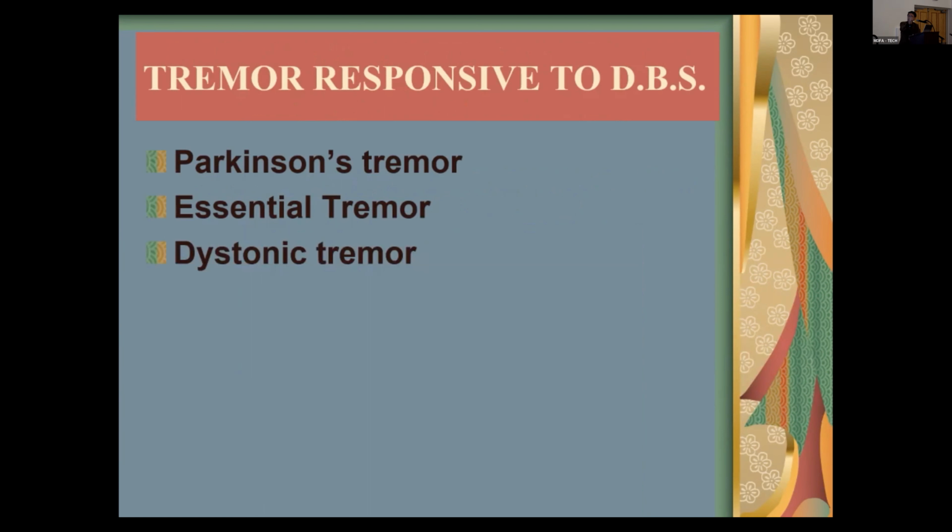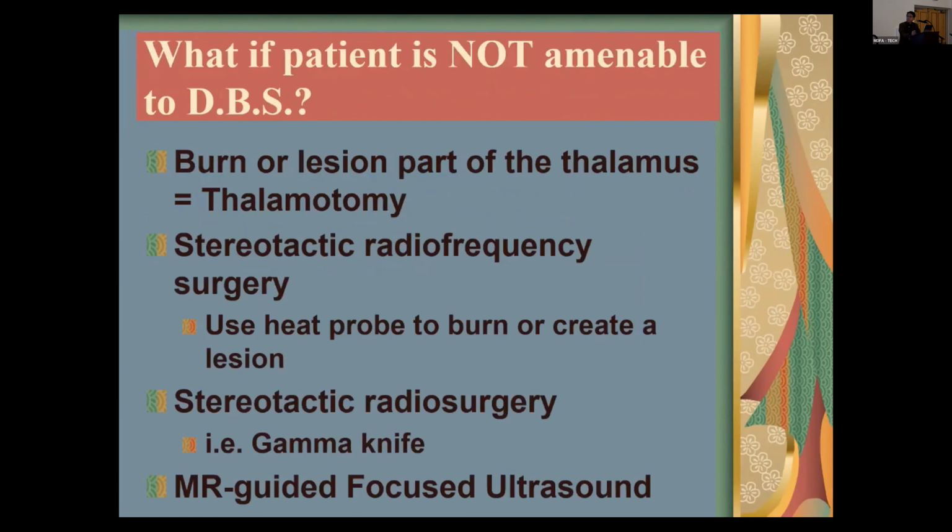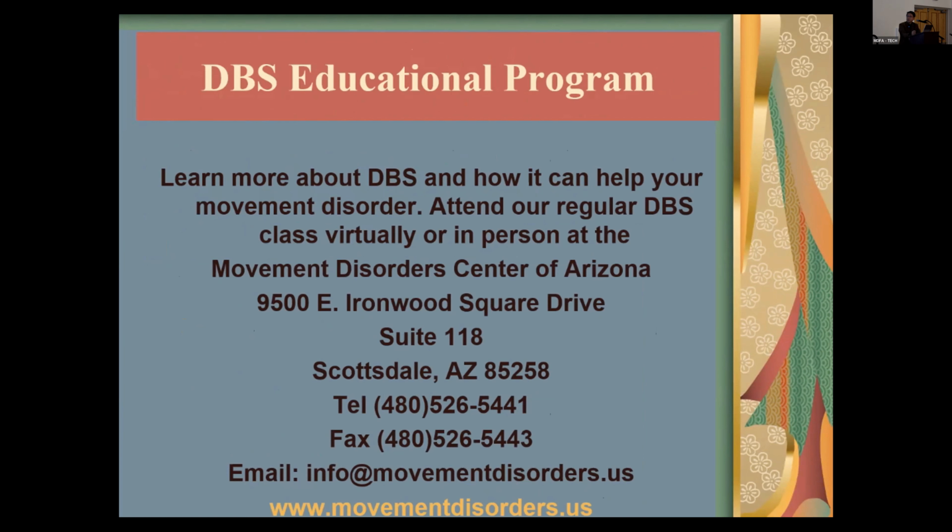Okay, so these are the tremors which are responsive to DBS: Parkinson's tremor, essential tremor, and dystonic tremor. And then if you don't want DBS, and Dr. Ponce will talk about this in a few minutes, what are the options? So he'll talk about, in particular, focused ultrasound. But there are other options there. And then if you want to learn more about DBS, we hold classes every 6 to 8 weeks. Just contact our office and we'll sign you up.